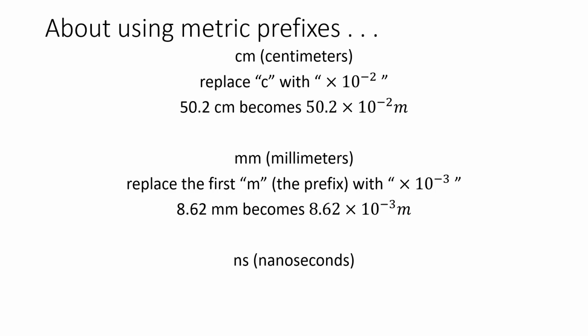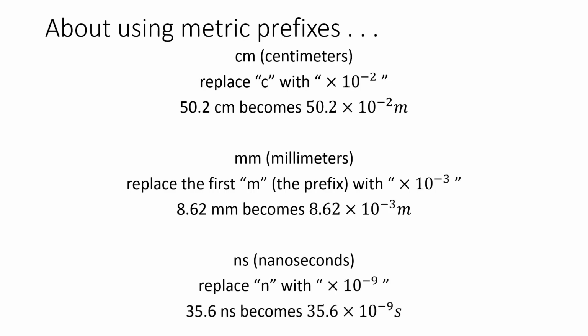Another one that may show up from time to time is nano. That's the lowercase n. Now it's in front of an s here, which would stand for seconds. So nanoseconds, you replace the lowercase n with times 10 to the minus 9th. Some number in nanoseconds, 35.6 nanoseconds, becomes 35.6 times 10 to the minus 9th. And so that's how those things work.